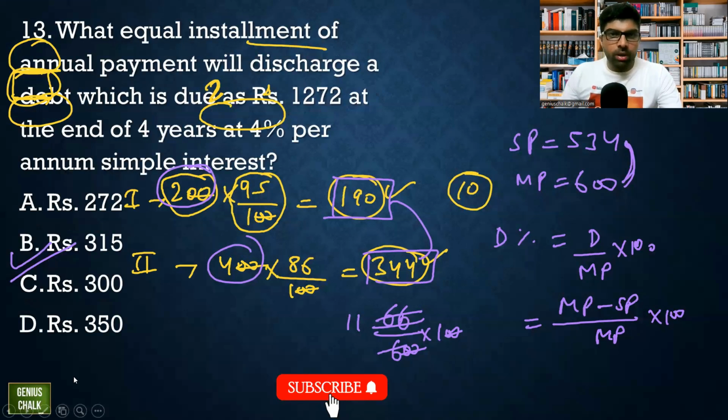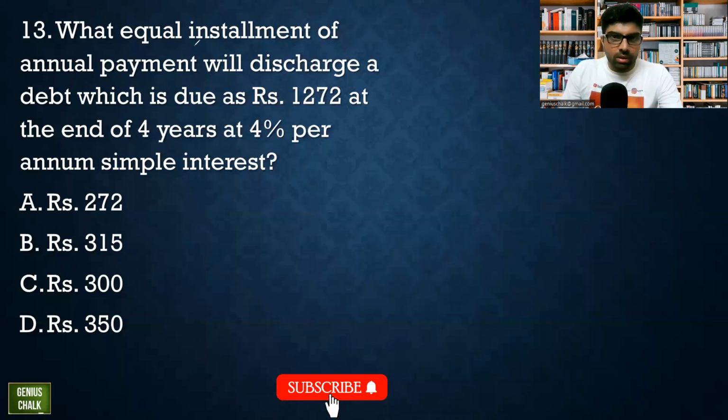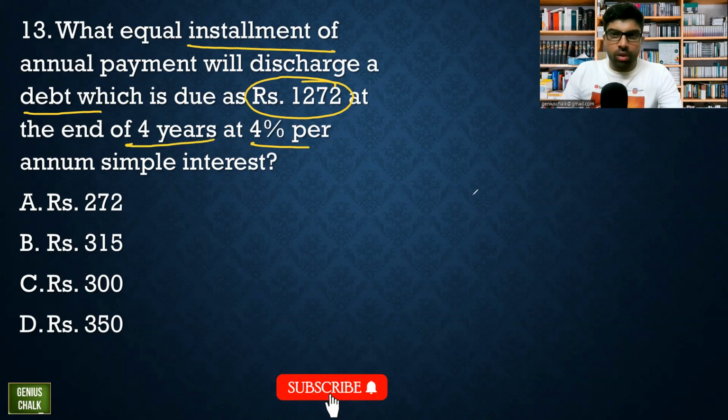Next one, an installment question of simple interest. It says, what equal installment do you have to give to discharge a loan which is due at this much for 4 years at 4% per annum. Whenever a simple interest equal installment question comes, treat it like this. Let's take the first year installment as 100. Now what is the extra? In the second year you have to give 4% extra.